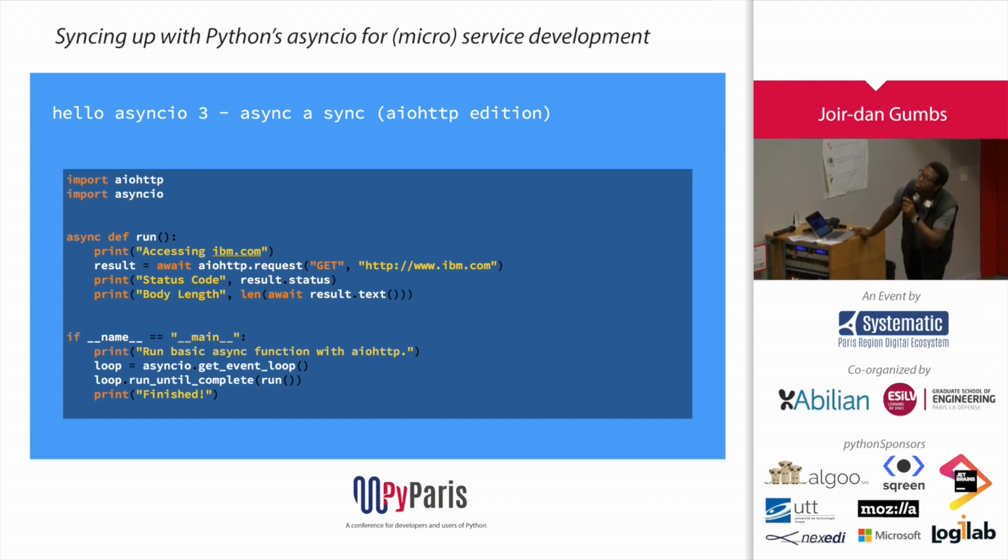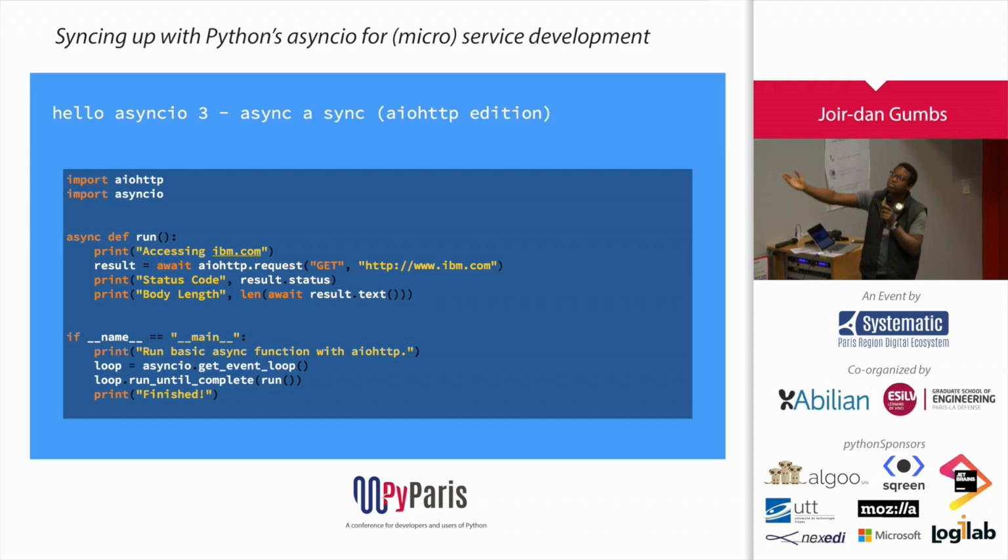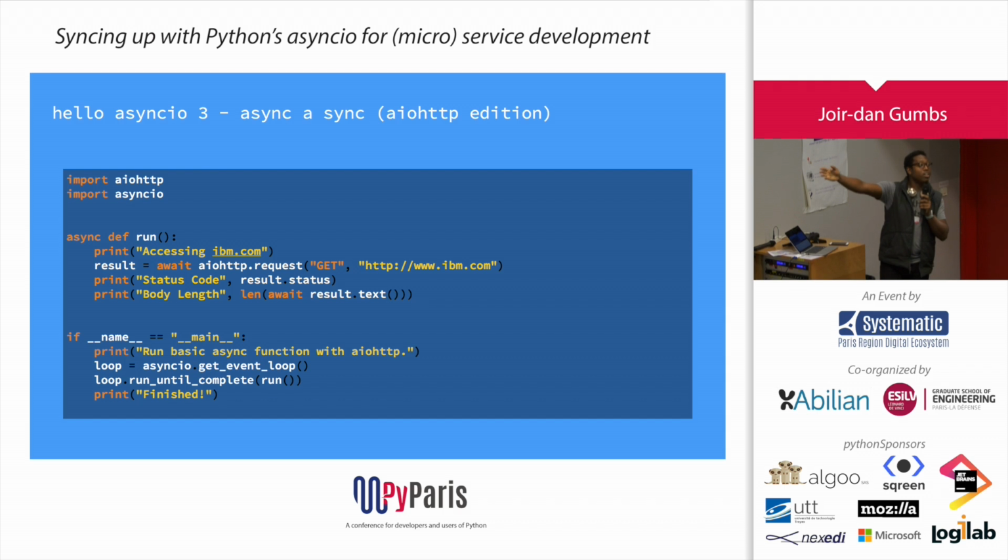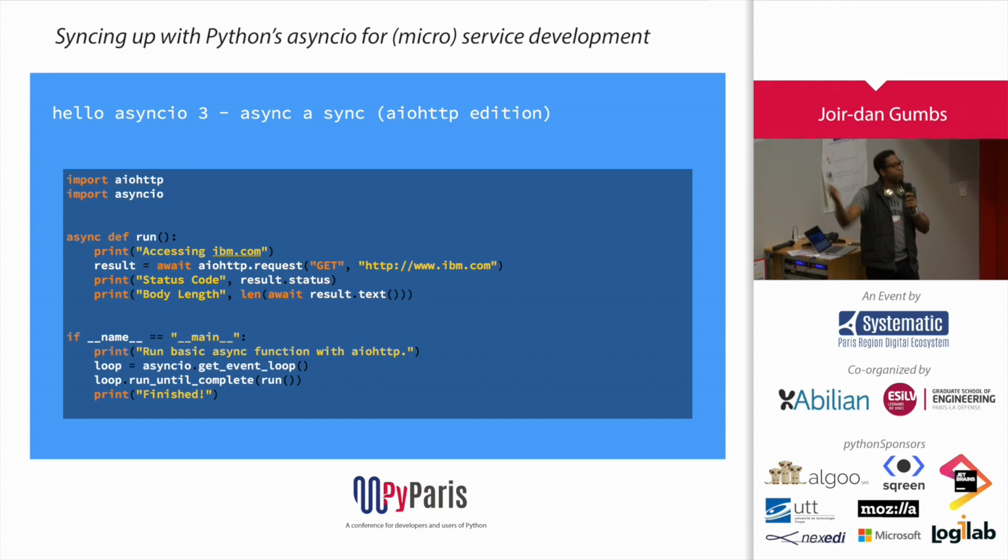Cool. And so I had already shown you aiohttp in one of the async examples. This is me just doing the same exact thing using aiohttp requests. I don't have to worry about executors because it's an asynchronous framework.